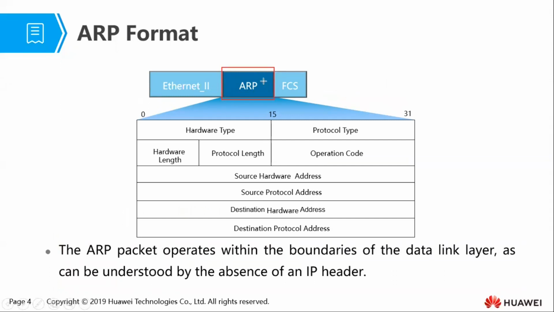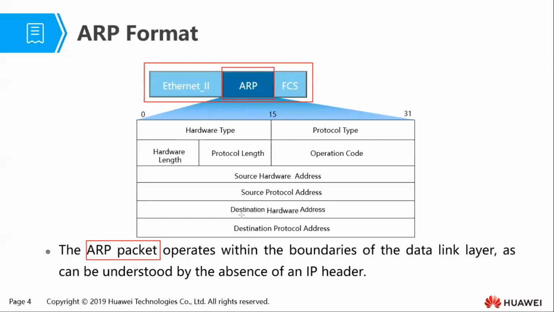So the ARP is actually a layer 3 protocol. It is a layer 3 protocol, and therefore it's a packet. It's an ARP packet. Now, it will normally be encapsulated within the data link layer. So it will have the data link layer header and the data link layer trailer, the frame check sequence, and the Ethernet 2 header.